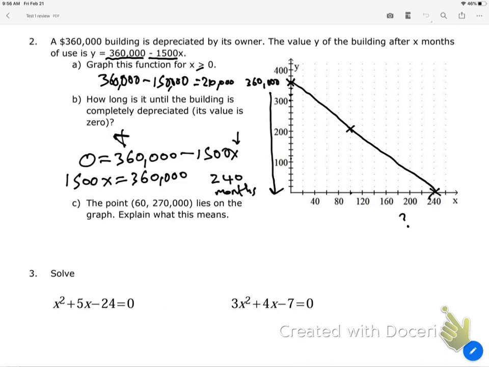Right, the point 60, basically, what does this mean? After 60 months, the building's worth $270,000. That's all that is, okay?